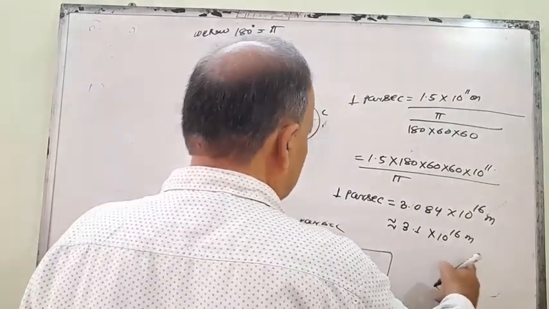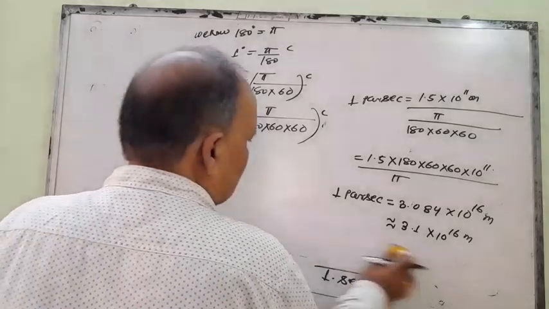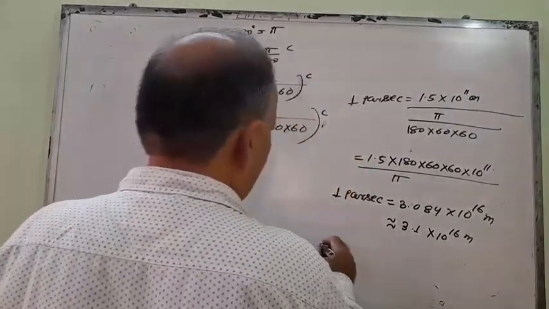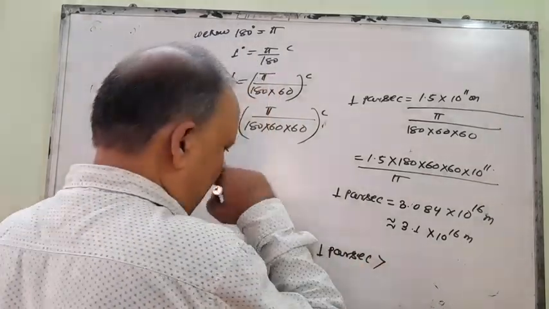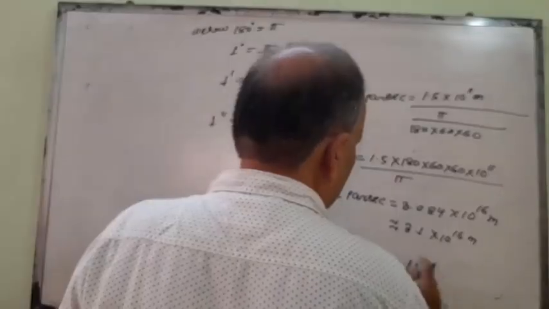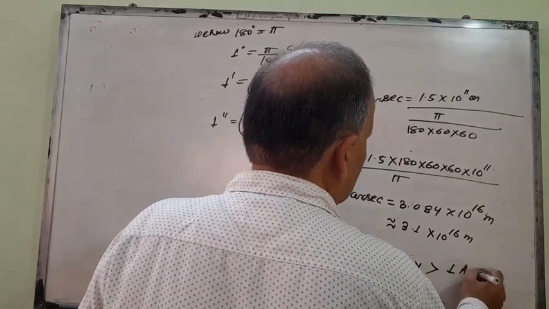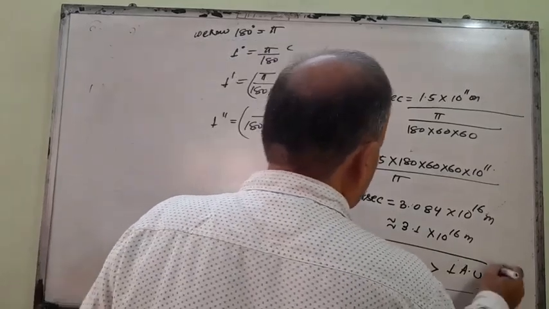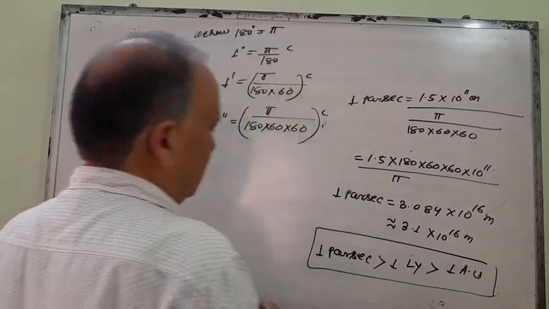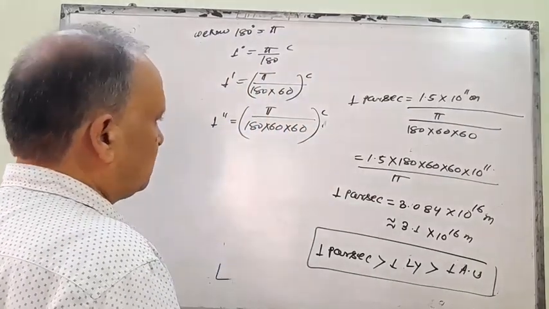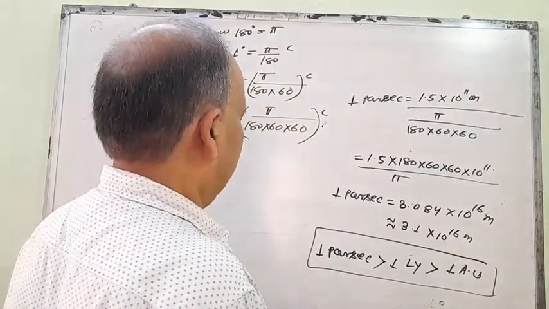So its order is greater than light year and astronomical unit. So we can say 1 parsec is greater than 1 light year, which is greater than 1 astronomical unit, because this is 10 to the power 16, this is 10 to the power 15, and this is 10 to the power 11. These are the 3 macroscopic measurements of length.